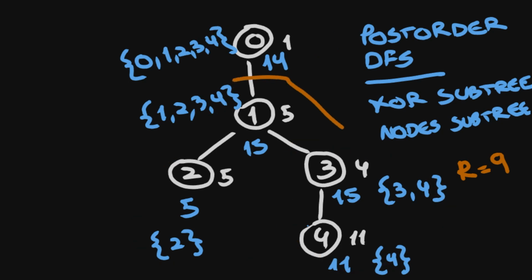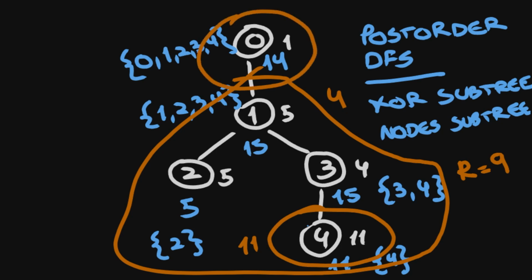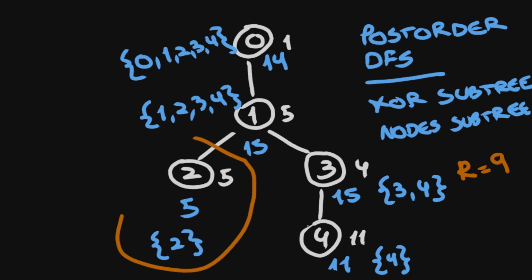Now we take this first same component and this component. The XOR value for this component is 11. The XOR value for this outer component is 15 XOR 11, which is 4. And the XOR value for this component is 14 XOR 15, which is 1. The maximum value here is 11, the minimum value is 1. 11 minus 1 is 10, which is greater than 9, so we continue. Now we can remove this edge, meaning we take this component.